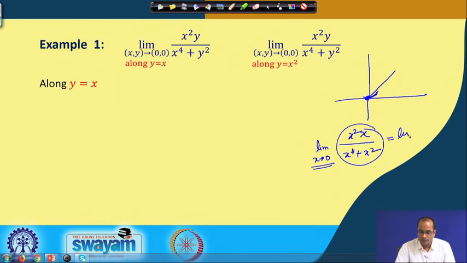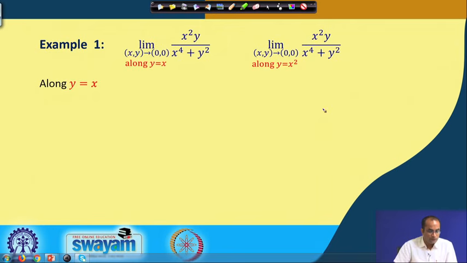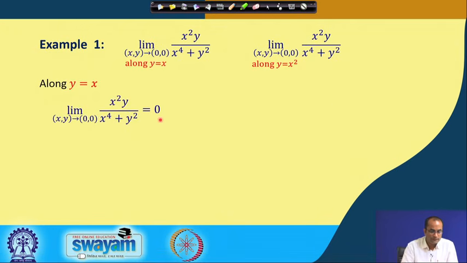So, now we can take x goes to 0 and see what happens to this limit. Here, in the limit as x goes to 0, the x square cancels out. So you have still x over x square plus 1, and then this limit will go to 0. So along the path y is equal to x, along this straight line approaching the origin, we are getting this limit as 0.